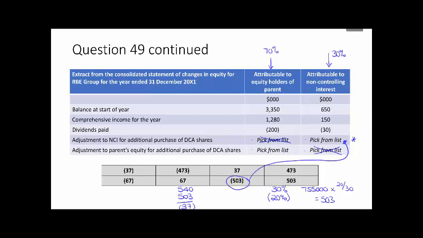Once again, we can see in our options we have positive and negative entries. What we've spent is more than what we've actually achieved having purchased from the NCI. So the correct entry would be this negative of 37 to go into this box here.